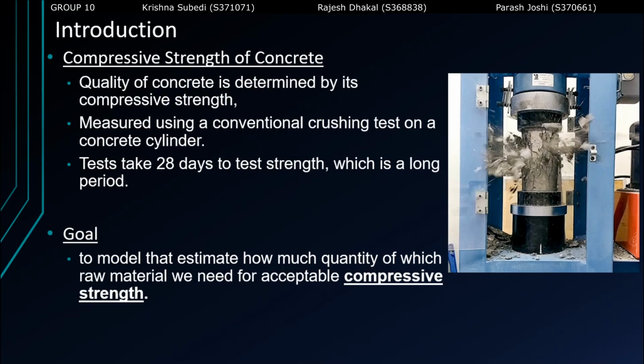The overall performance of a structure depends upon the quality of the concrete, and the quality of concrete is determined by its compressive strength, which is traditionally measured using a conventional crushing test on a concrete cylinder in a lab. This test generally takes 28 days to get the results, which is a very long period of time.